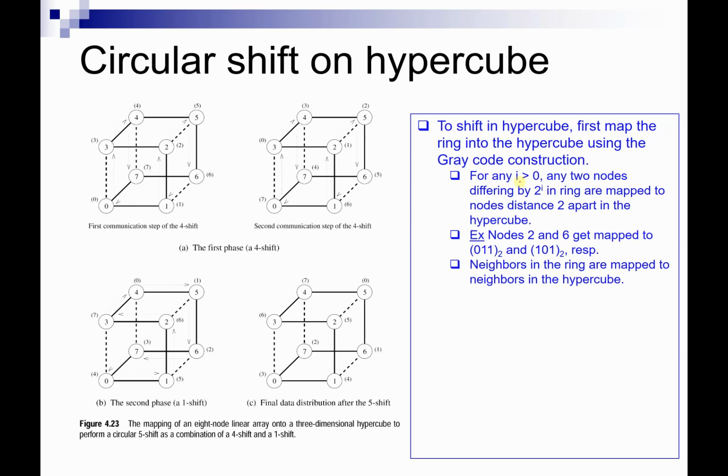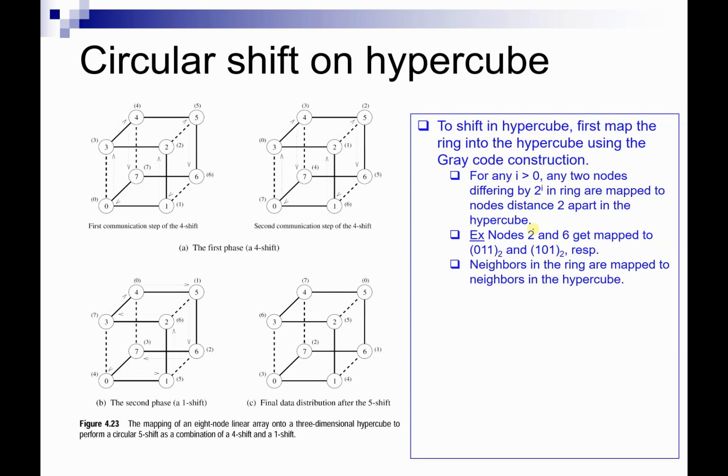So one property is that if you take any i larger than 0, then any two nodes which differ by 2 to the i value in the ring are going to be mapped to nodes which are distance 2 apart in the hypercube.